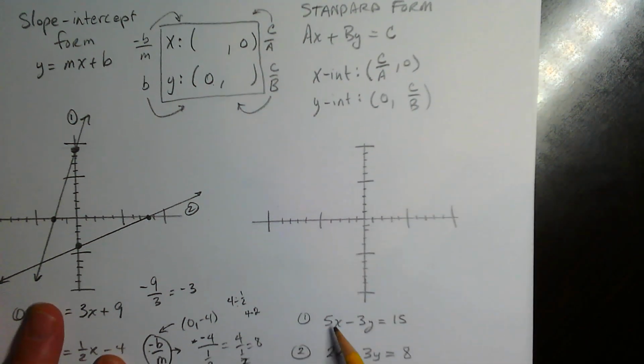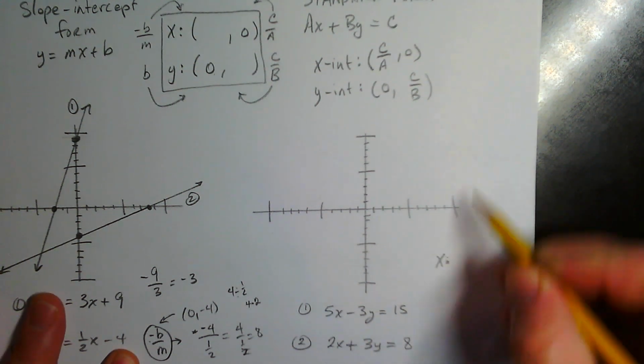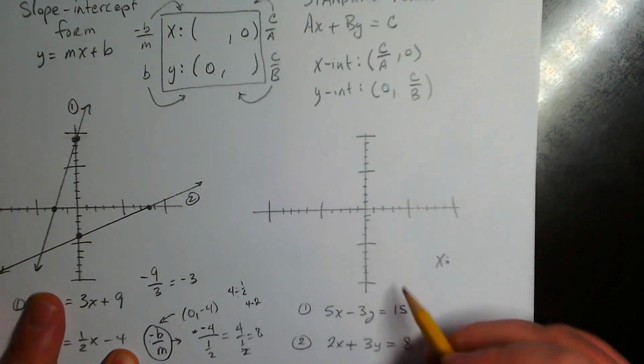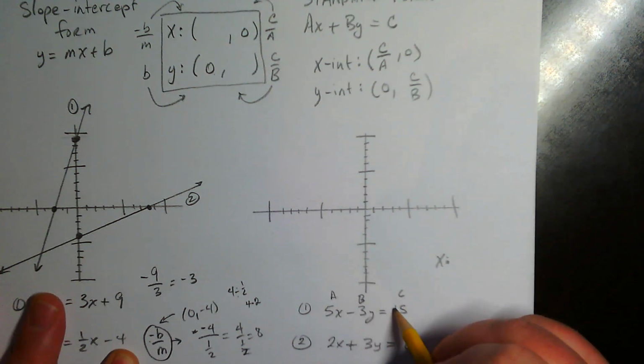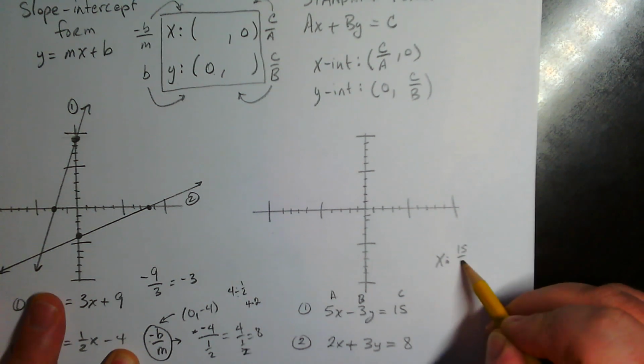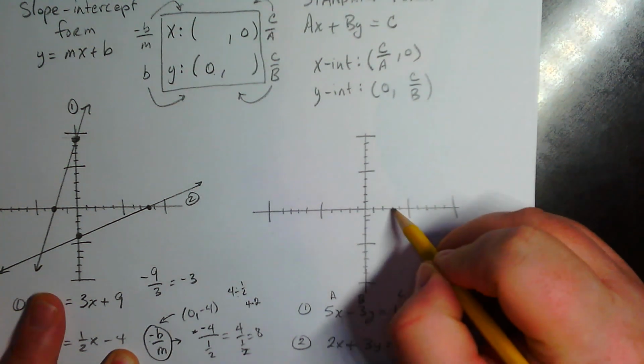So let's do equation number 1 here in standard form. Let's find the x-intercept first. So we've got c over a. C is 15. B is negative 3. A is 5. So we have 15 divided by 5. Well, that's just 3. So our x-intercept is 3, 0.